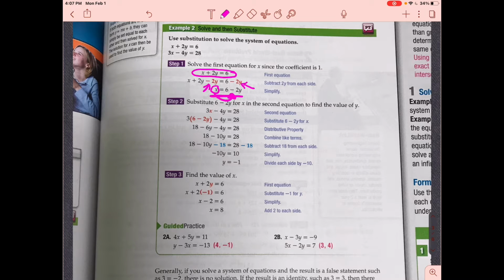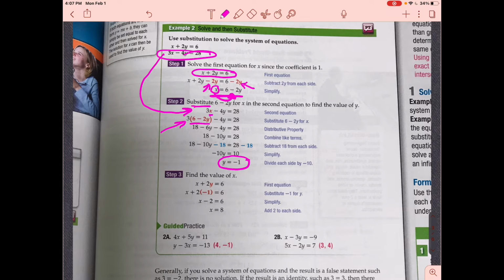So we can go to our other equation, and instead of x, we're going to write 6 minus 2y. All of that because x equals 6 minus 2y. They're the same thing, so we can substitute. That's why we're using this word substitute. So we plug that in. We're going to need to use the distributive property. We're going to have to do some algebra, but then we get to y equals -1, and we've solved one of the variables. Now we need to find out what x is.